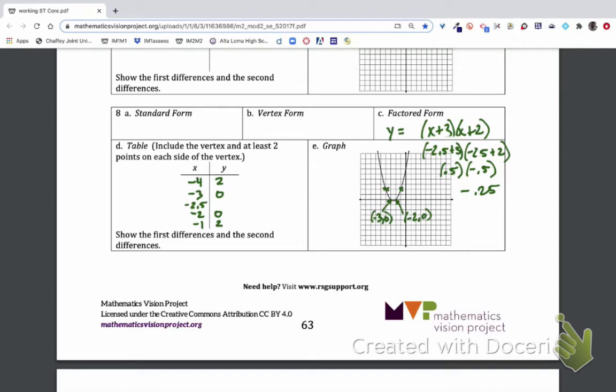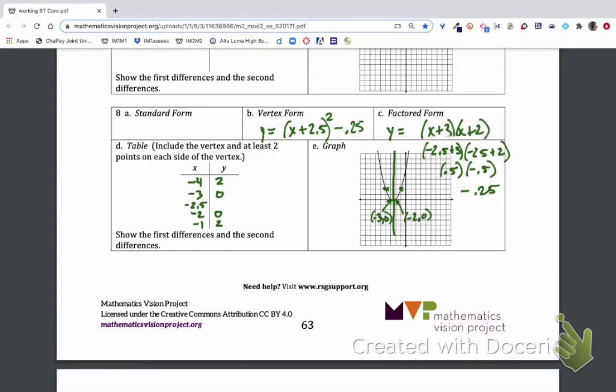So writing this in vertex form, we know that we don't have a vertical stretch of anything other than 1. So x minus my h, and keep in mind my h is going to be along that axis of symmetry, squared plus k, and the k said is -0.25.